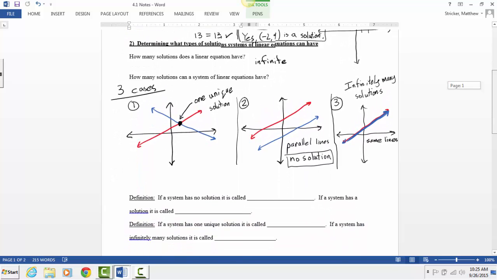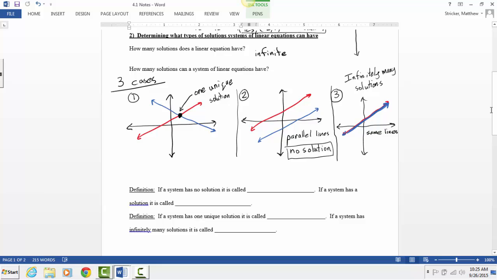We got some definitions down here. The first definition is what an inconsistent system is. If a system has no solution, it is called inconsistent. Systems with no solution are inconsistent. If a system has a solution, it is called consistent.